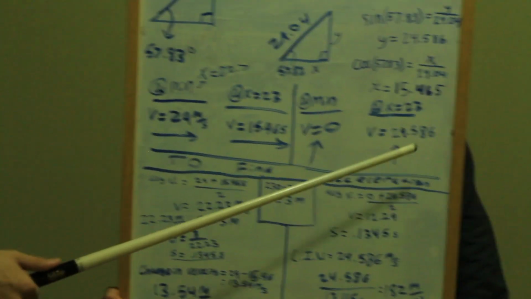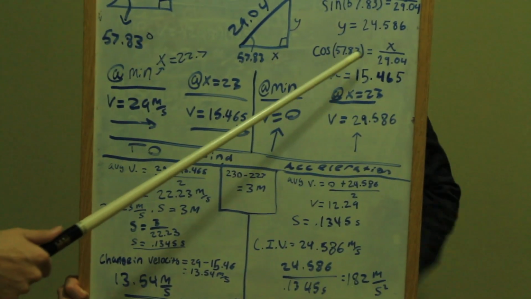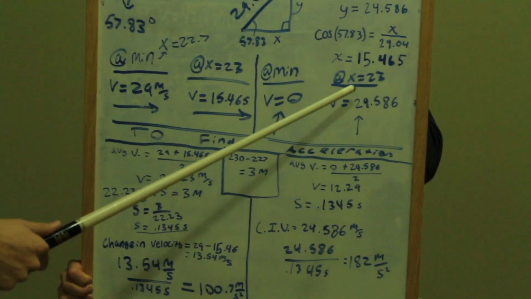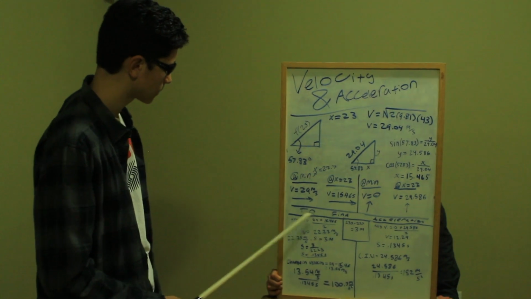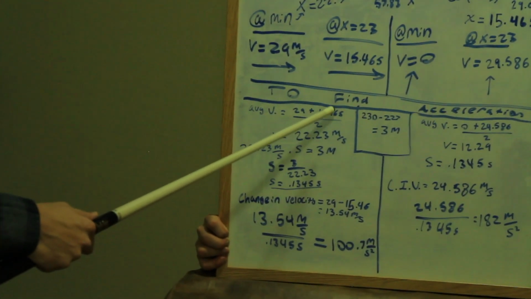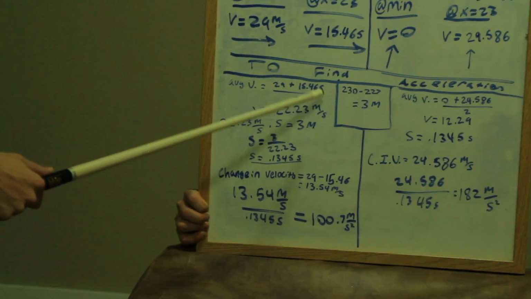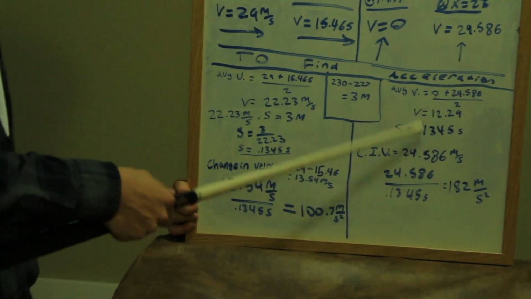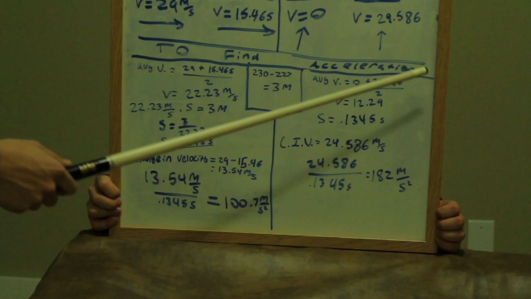Then we look at the vertical component. At the minimum, x equals 22.7, the velocity is 0, and at x equals 23, the velocity equals 29.586. So the next step is to find acceleration. To find the average velocity, 29 plus 15.465 divided by 2, the velocity comes out to be 22.23 meters per second. By using the same rule in the vertical component, the average velocity is 12.29 meters per second.